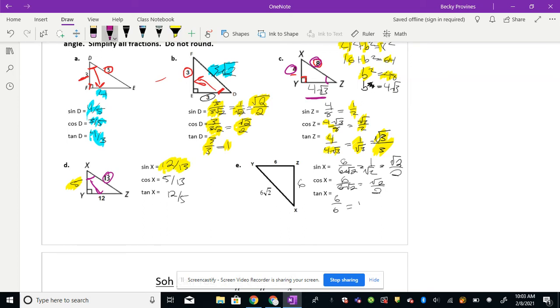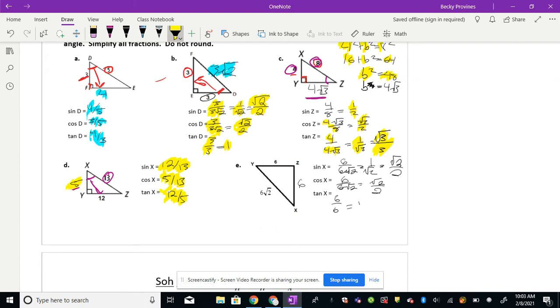The cosine of x, the adjacent over hypotenuse. So adjacent is that 5. Hypotenuse we already said is 13. We are left with 5 over 13. And then tangent of x, opposite we said is 12. Adjacent we said is 5, so we are left with 12 over 5.